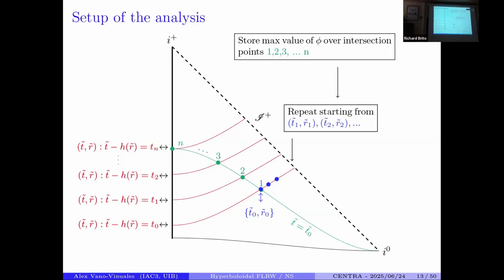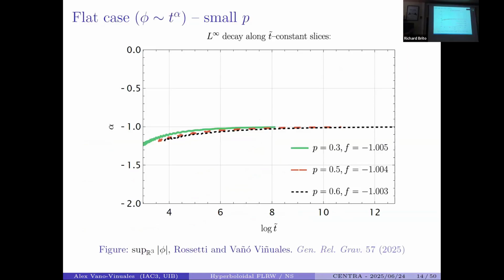So these are all the ingredients we need, and I'm just going to show some of the results because we basically recovered what we had before. This is the flat case for small values of P, which behave like -1, and these are the recovered values with the left plot I just showed. This was published in March or April this year, as part of this hyperboloidal collection.